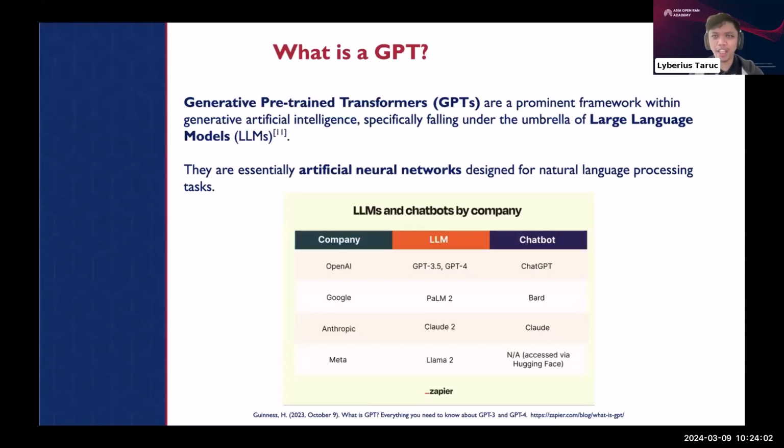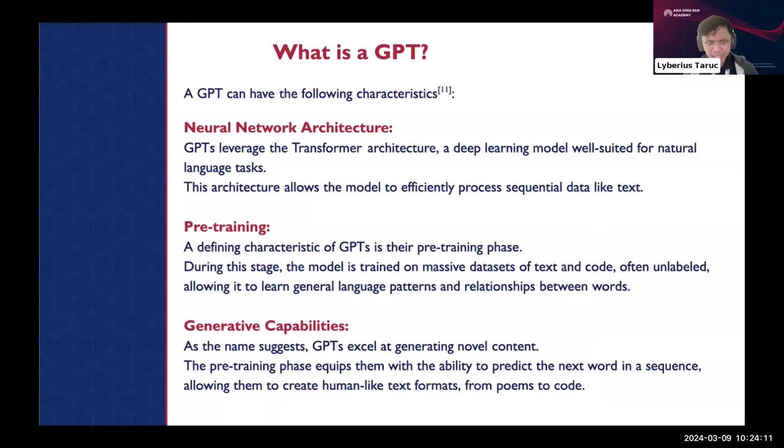But my point here is that the GPT itself, it's called GPT because of several aspects, or several characteristics. Now, a GPT is named as such because of, again, generative, meaning it, as the name suggests, excels at creating novel content. Now, this is a bit of a double-edged sword. Okay, now the pre-training phase equips them with the ability to predict the next word in a sequence, allowing them to create human-like text formats from poems to code and even images. So that is where the concept of generative would come in.